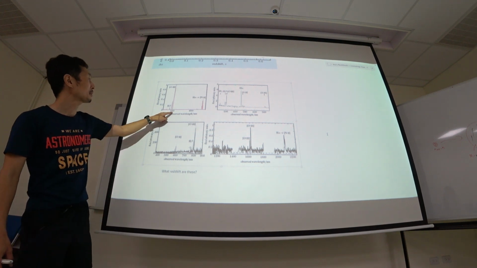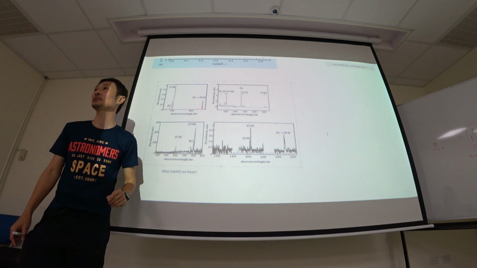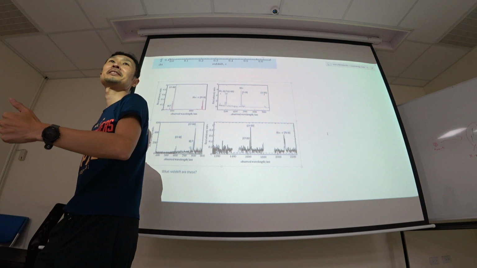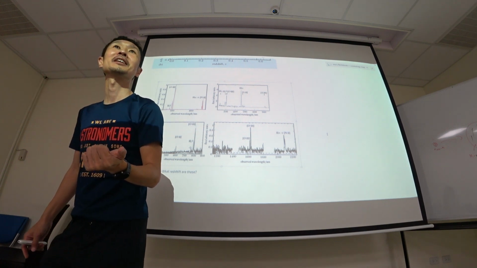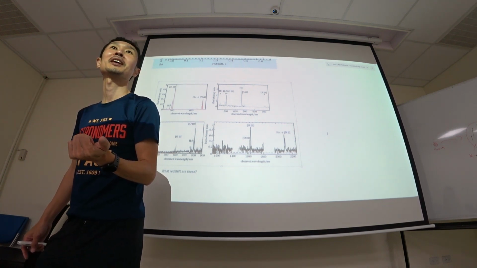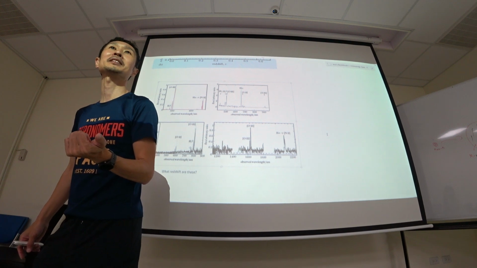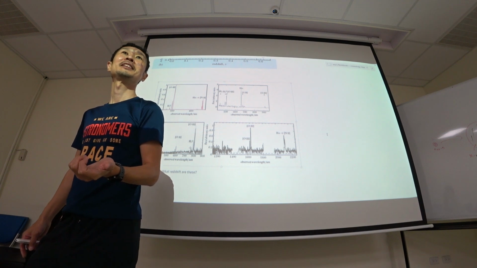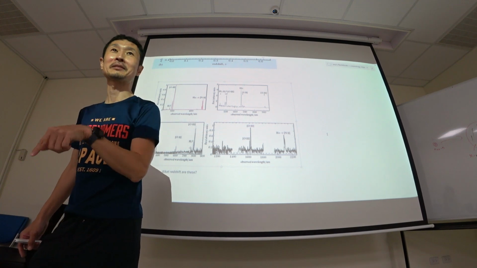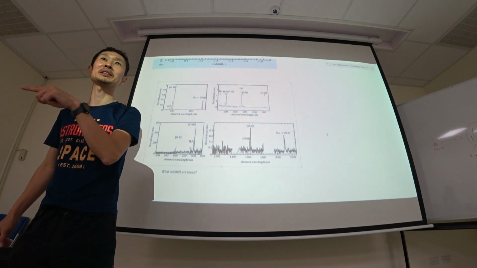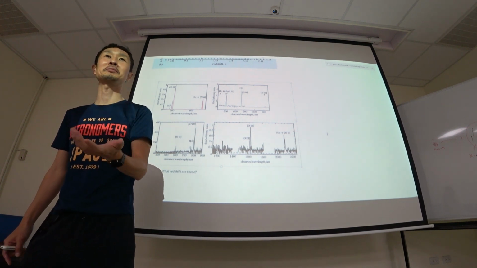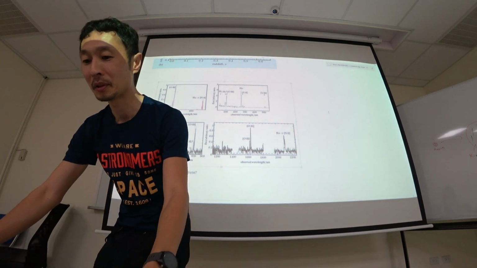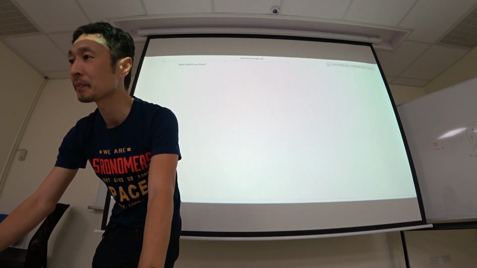So if 5,000 angstrom becomes 8,000 angstrom, what's the redshift? 8 by 5. Yes. So what's the number? 1.6. 1 plus z equals 1.6, minus 1, so these galaxies are at redshift 0.6. So that's, for example, how to calculate the redshift.